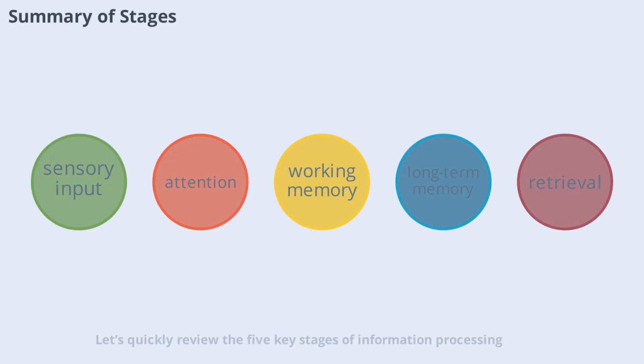Let's quickly review the 5 key stages of information processing: sensory input, attention, working memory, long-term storage, and retrieval. Each stage is essential for successful learning. If any stage breaks down, learning becomes difficult. Educational therapy focuses on identifying and strengthening weak stages to help students achieve their full potential.